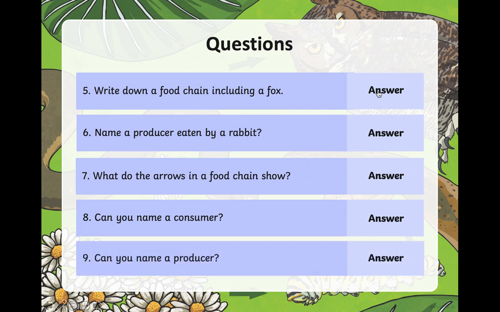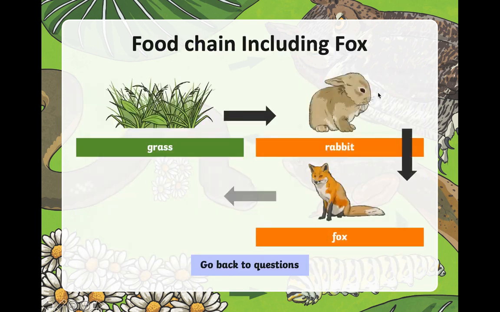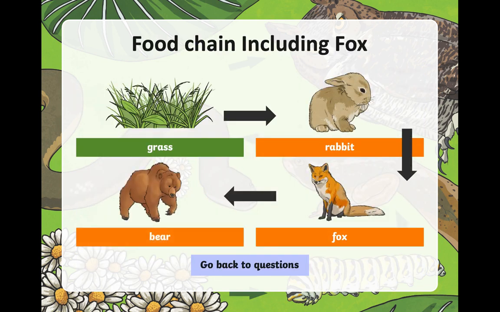When we say write down a food chain, including the fox, it must always start with the producer, which is the grass, and the grass is eaten by a rabbit, the fox eats the rabbit, and the bear eats the fox. This is a food chain. You cannot start from the rabbit, you cannot start from the fox, you cannot start with the bear. You only need to start with the grass.